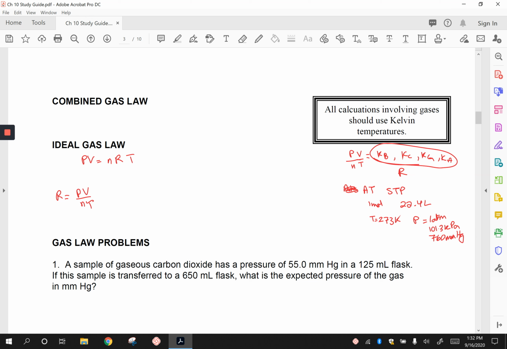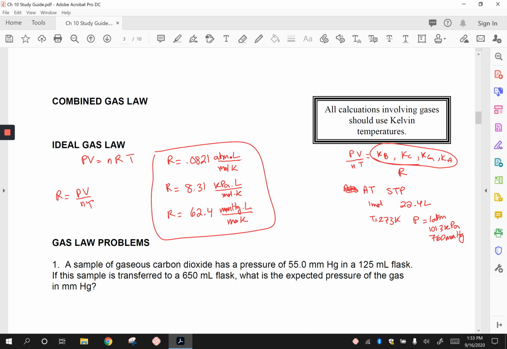So let's have these in our notes. R would be 0.0821 atm times liters per mole Kelvin, or 8.31 kPa times liters per mole Kelvin, or 62.4 millimeters of mercury times liters per mole Kelvin. So these are all the values of R that you would need. I believe on the green sheet, the one with the atm is there. So that's called the ideal gas law.